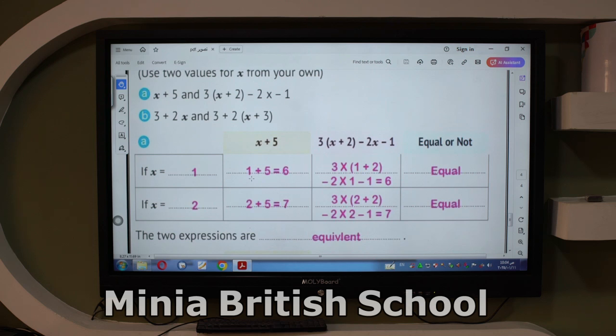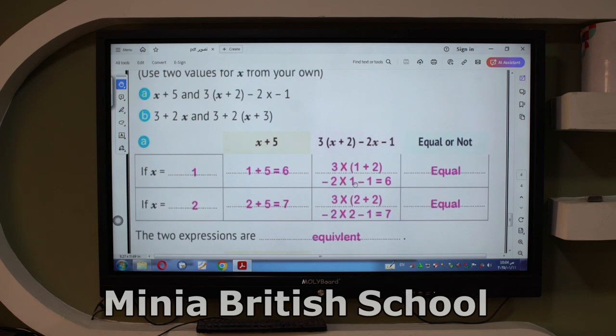Look at the second expression, what will it equal? I will take the variable and put its value. Take x, put its value 1. Must be the same value. Then 3 times open the bracket 1 plus 2, minus 2x. It means 2 times x. Don't take x and put 1 to say 21. No, it's wrong. I will take x, it means 2 times x.